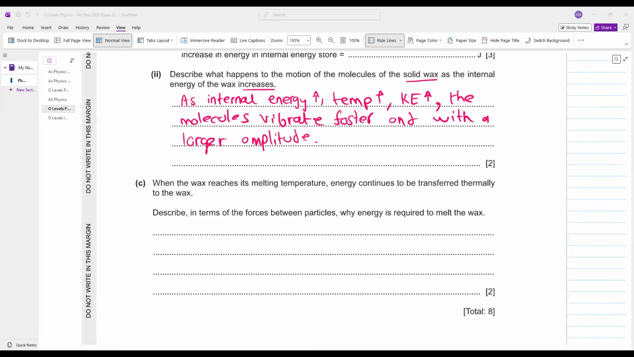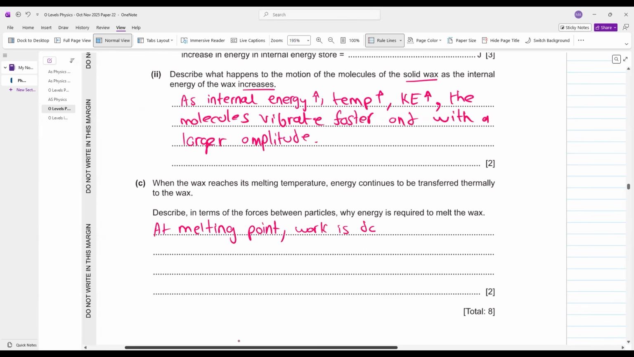You can say at melting point. What will you say? At melting point, what will you say? Work is done to break the intermolecular forces between the particles. You will say at melting point, work is done to overcome. To overcome what? To overcome the forces between the molecules.